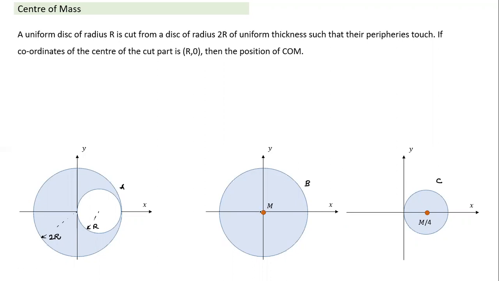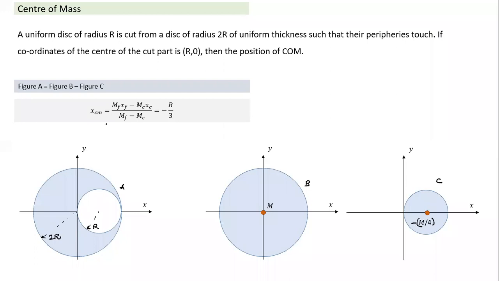If I take this mass as M, since the radius is half, the mass becomes M by 4. So I can take this mass not as plus M by 4 because I have to subtract here. Whenever a cavity is there, it becomes like a negative mass because we have to remove that part. So figure A is equal to figure B minus C.